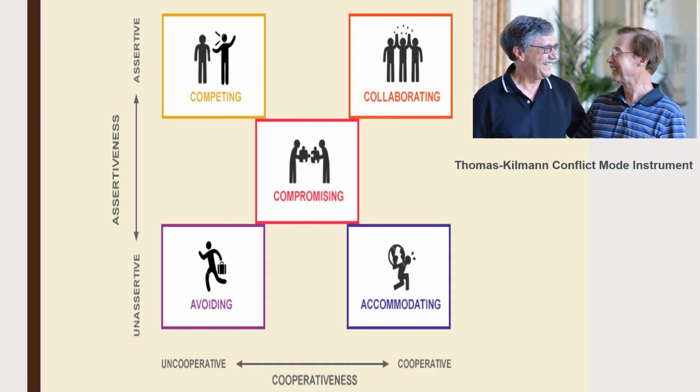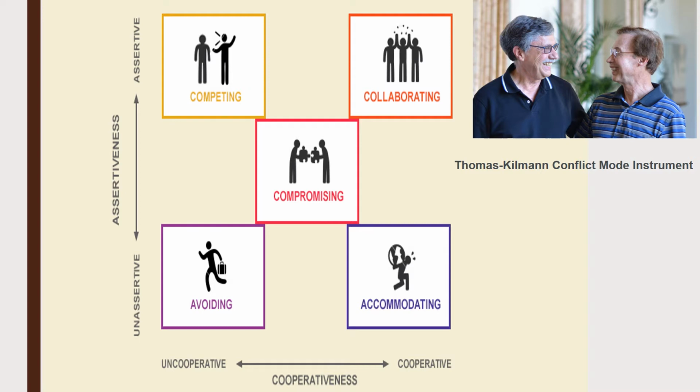So let's start with the Thomas Kilmann conflict mode instrument, and you can see this. The two gentlemen to your right, that's the two gentlemen that actually developed this particular model. But you'll notice to your left there is assertiveness. This is on the vertical axis. It measures your assertiveness, and on the horizontal axis on the bottom, it measures your cooperativeness. And so you will notice the different stations that are there.